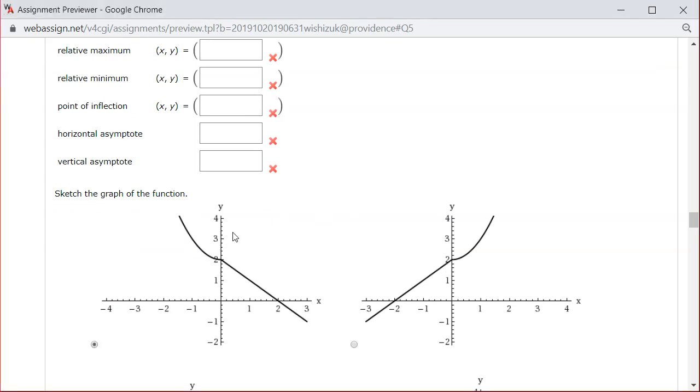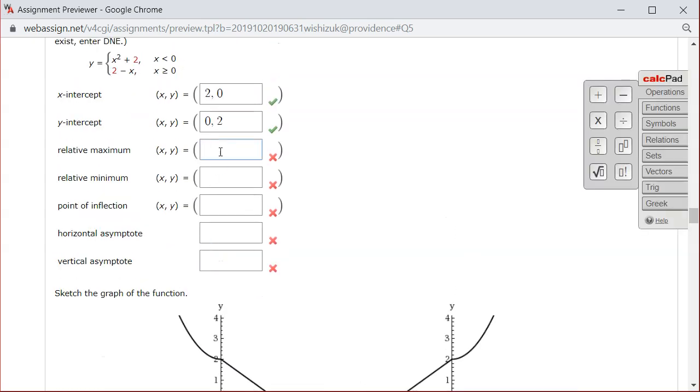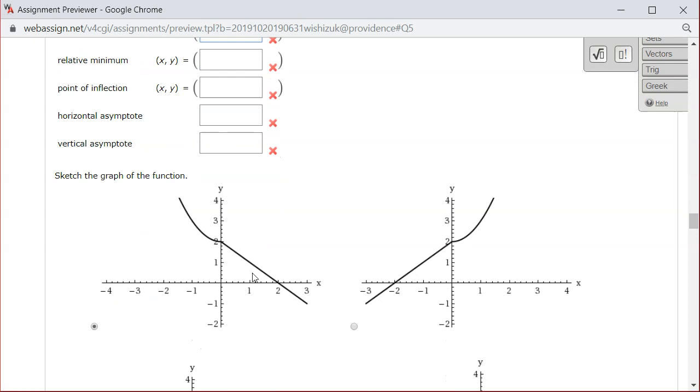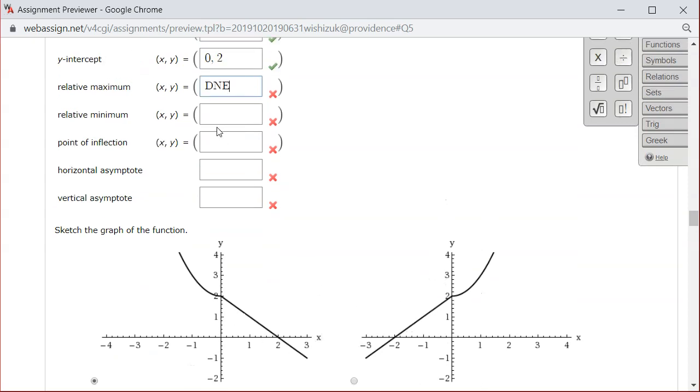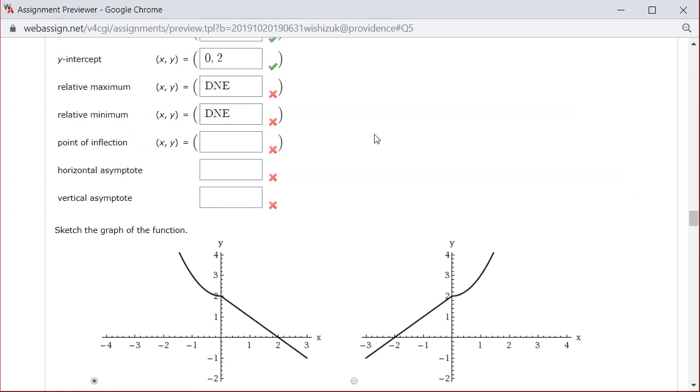Then, does this have a relative minimum? You can see that there's no relative minimum, so we can say does not exist. Actually, that was a relative maximum. Same answer, does not exist there. So for both relative max and relative min, the answer is does not exist.